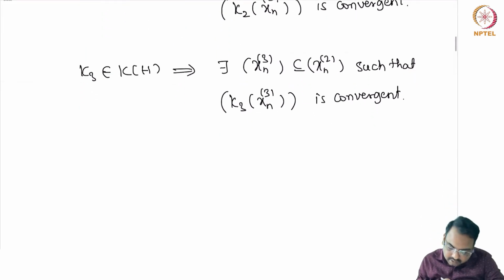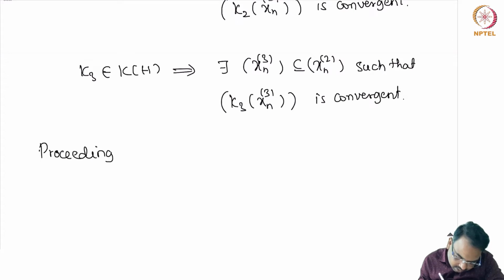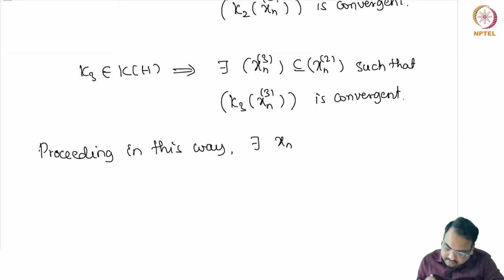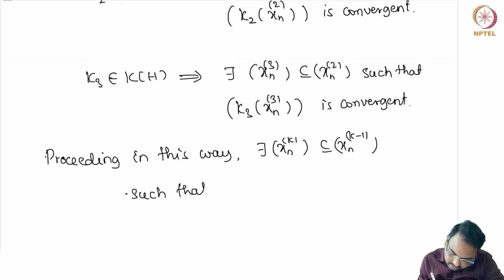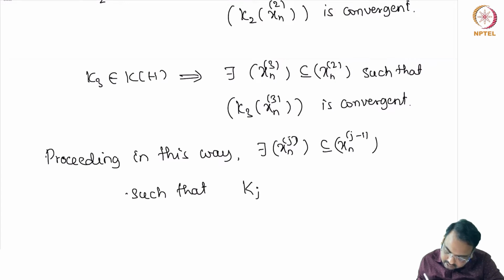Okay. In general, proceeding in this way, we can get a subsequence xnj of xn(j-1) such that Kj of xnj is convergent.